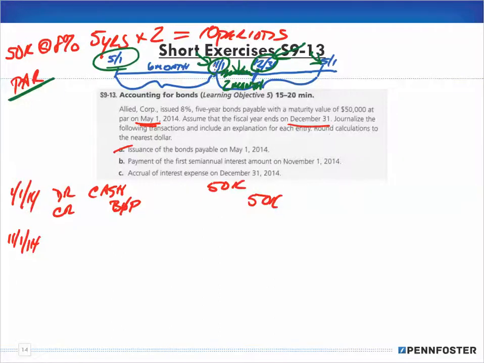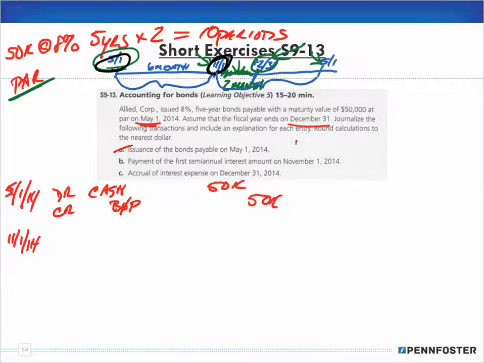Where we are, we are right here, right? So, oops, this should have been May 1st, sorry. On May 1st, we were there, and now we're making this first interest payment along the timeline. So you should already be familiar with this entry, right?